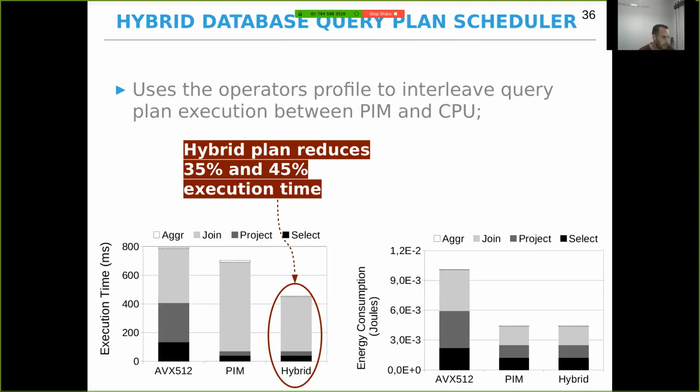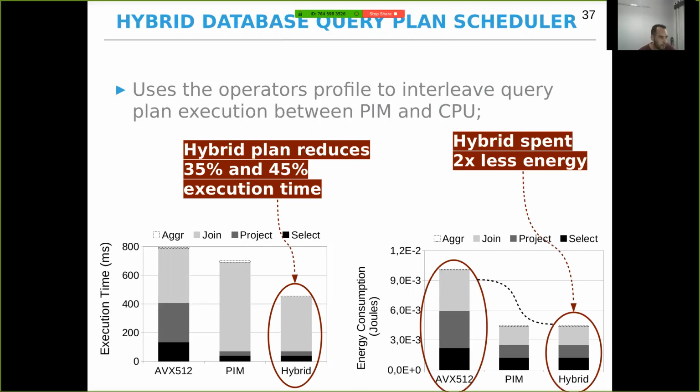And more important, it expends less energy. For example, it can save more than 2 times energy compared to the CPU specific query plan, which is a big energy saving.